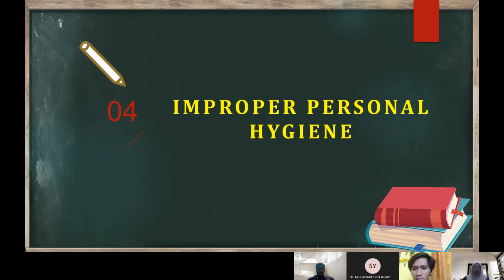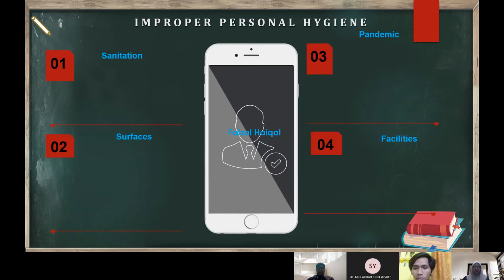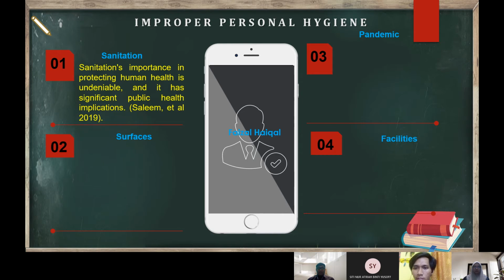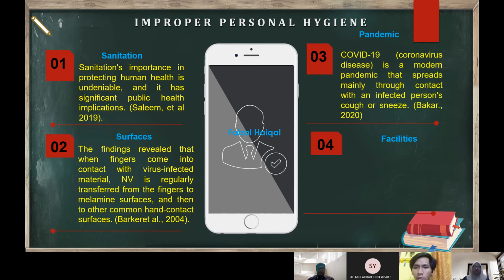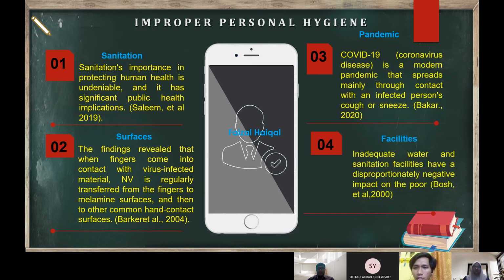Lastly, lack of sanitation in certain places is also the reason for the increase of COVID-19 cases. Lack of sanitation can cause open defecation, increased health issues, and also high density living. According to Mahruk 2019, the importance of sanitation in protecting human health is undeniable, and it has significant public health implications. Human dignity, health, and well-being have all been harmed by a lack of sanitation.